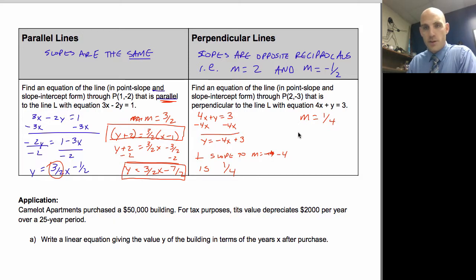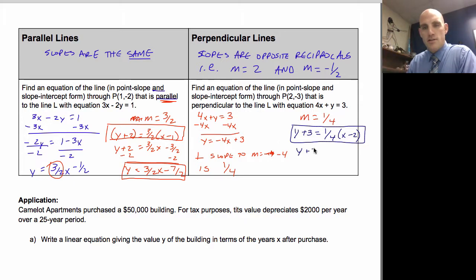So I need point-slope form. So I'm going to go like this. y + 3, because it's minus a negative 3, equals 1/4 times (x - 2). Look at that. There's one of my answers. And the cool part about it is it leads me to my next answer.